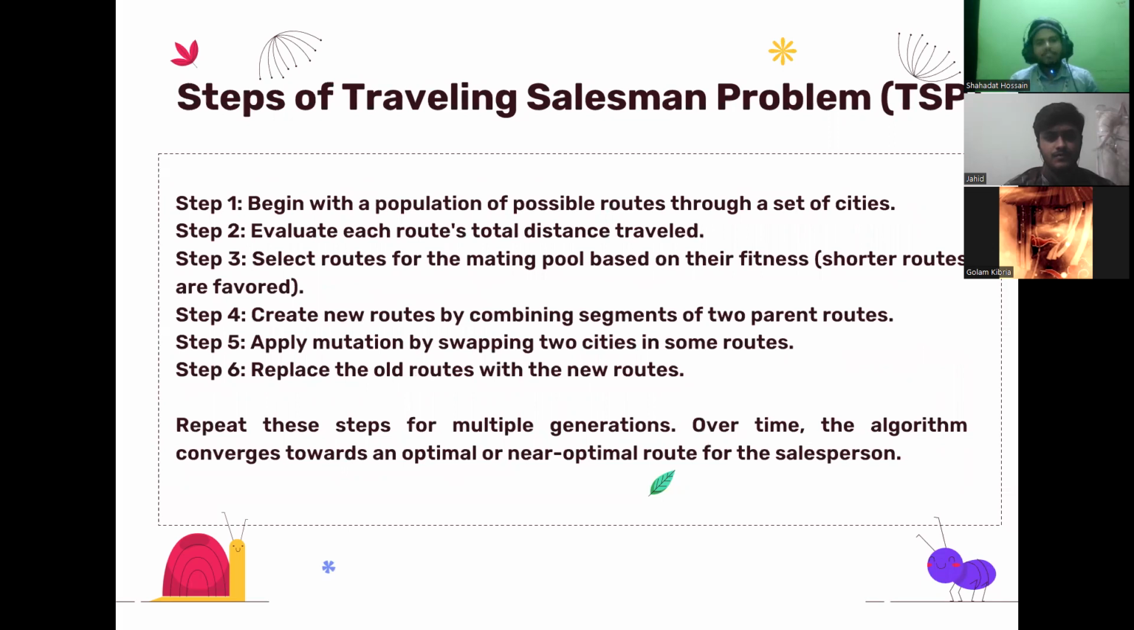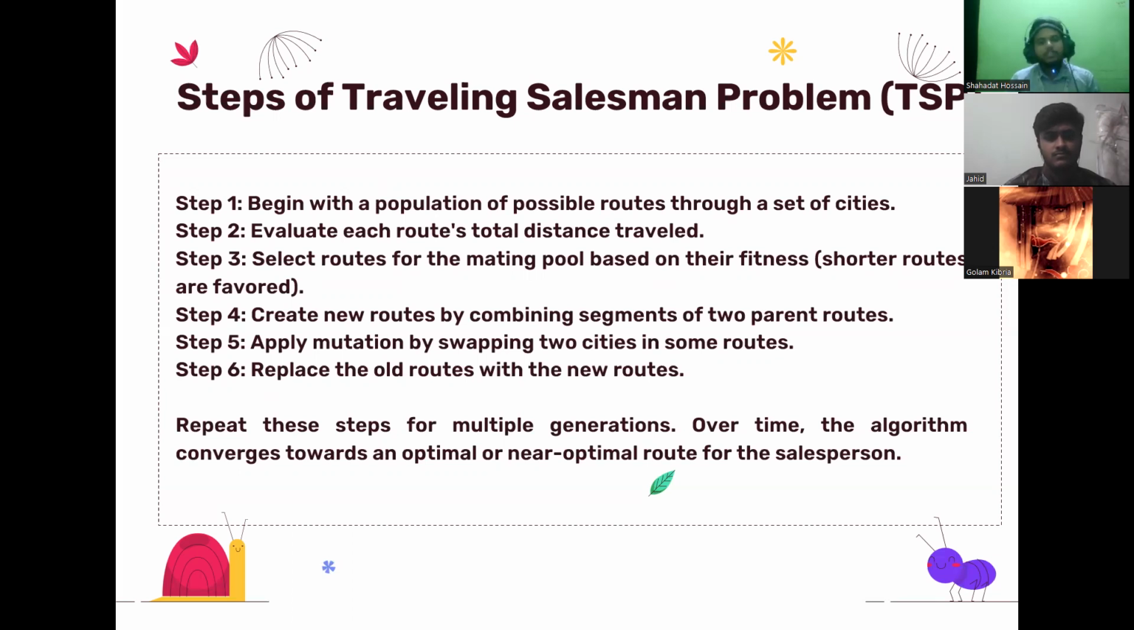These are the steps of traveling salesman problem. The first step is initialization. Here we need to initialize a population of possible routes through a set of cities. In the next steps, we need to evaluate each route's total distance traveled. Then we must select routes based on their fitness value. Here we need to select two routes as parent routes based on their highest fitness value.